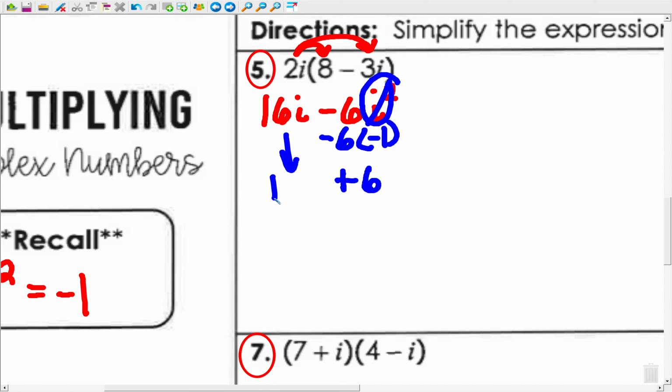When you bring this down, you have 16i. I just want you to swap it because I want the real number first. So your final answer is 6 plus 16i. And that's it.